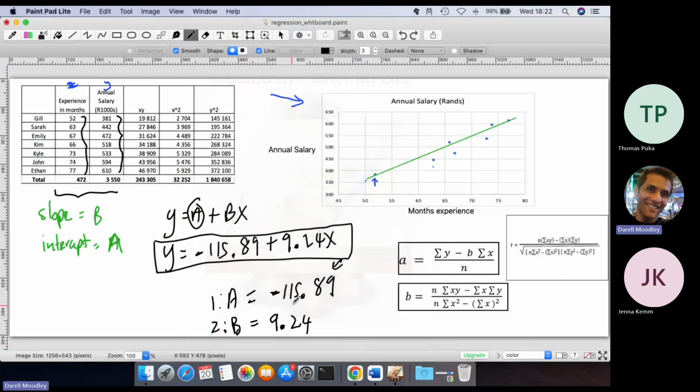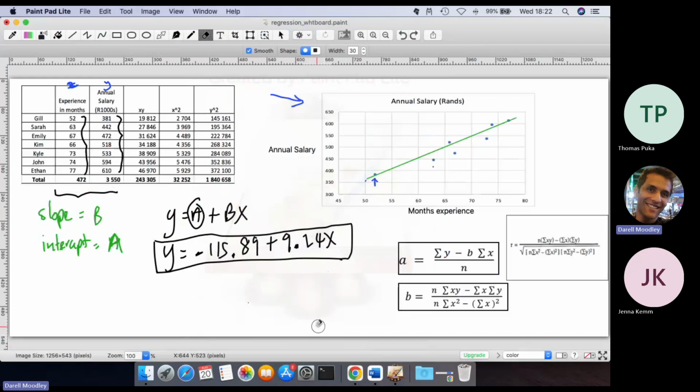Now the way I've shown you is the shortcut to get A and B. Just keep in mind, though, that more often than not in your exam, you're expected to do it the long way. You're expected to use these formulas, and I'll show you how to do it. It's actually very simple. The first value we're going to get is B. We do B first because, as you see, you need B to determine what your A is. Your calculator will do all of that work for you.